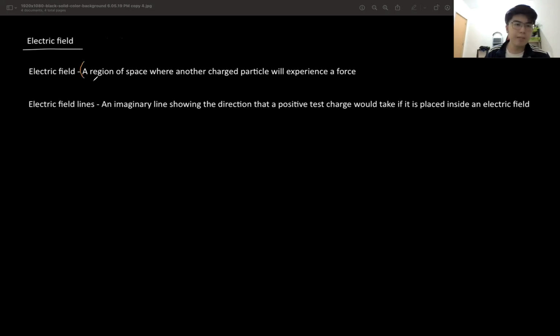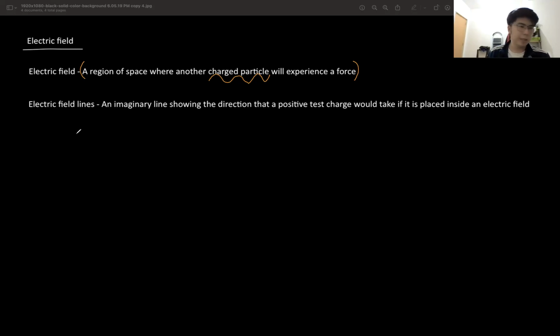A region of space where another charged particle will experience a force. The keyword is charged particle; a particle that is not charged will not experience a force. So if you place something that is not a charged particle here, you might say we are not in an electric field. No, you may be wrong, because this is not a charged particle. It has to be a charged particle here. So, a region of space where another charged particle will experience a force.